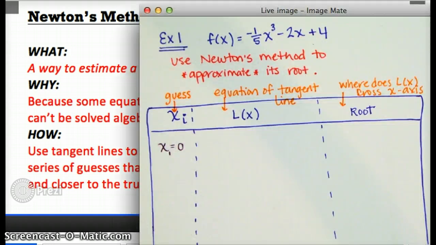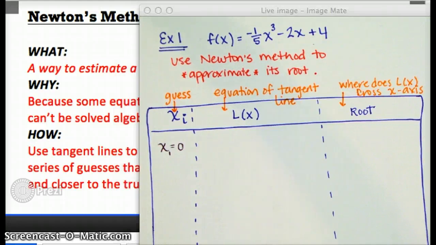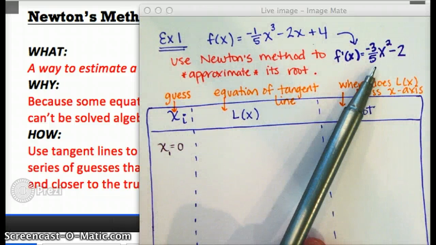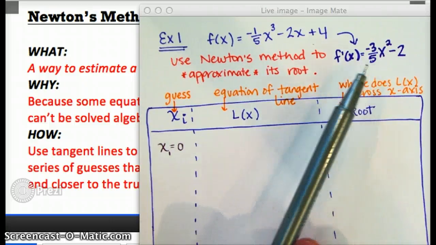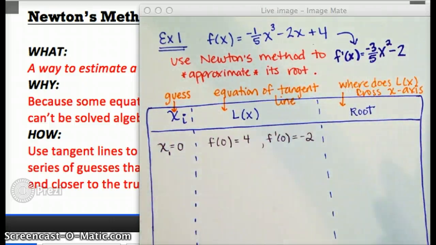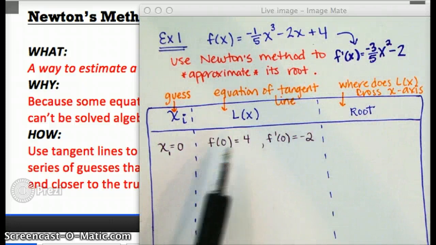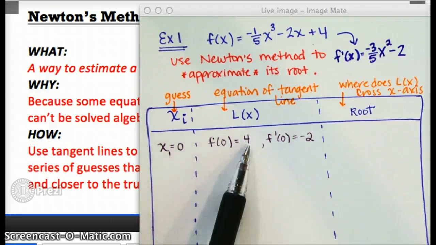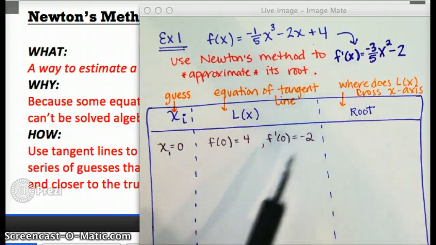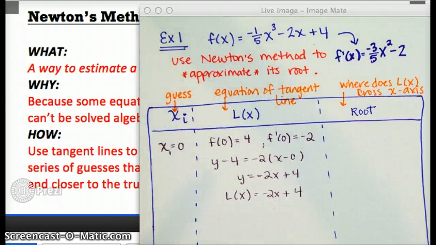And what he did next was he found the equation of a tangent line at 0, which meant he needed to know the derivative of the original function, which I've just written up top because we're going to use it a bunch of times. And then he had to plug in the x value to the original function to get the y value of his point, and to the derivative function to get the slope. From there, he used point-slope form and just solved to get the linear function. This should look pretty familiar by now.